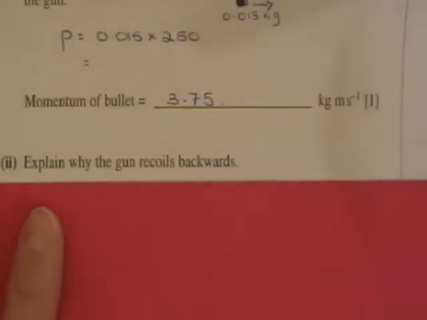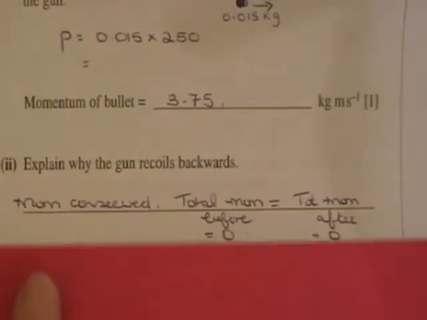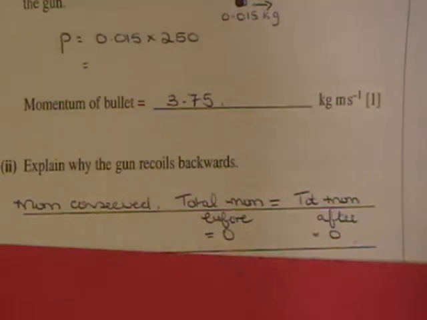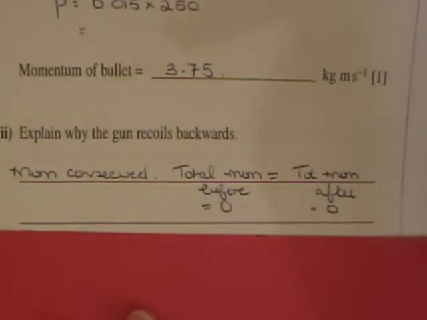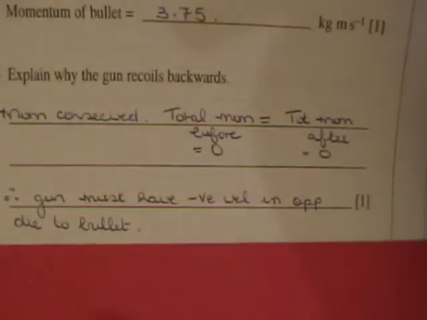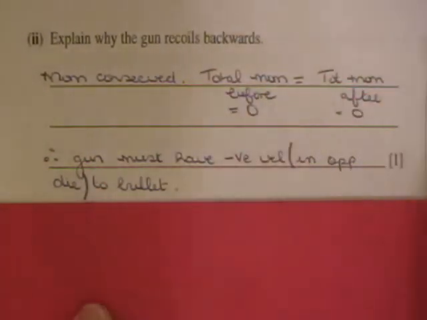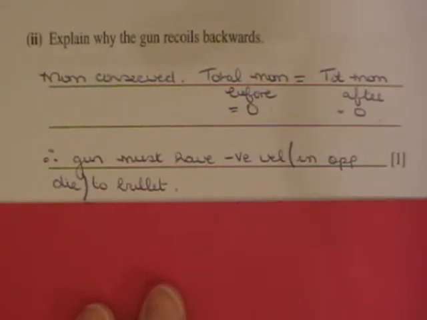Explain why the gun recoils backwards. So if momentum is conserved, the total momentum before the collision is 0, and so must the total momentum be afterwards, and therefore the gun must have a negative velocity, in other words in the opposite direction to the bullet, so that momentum is conserved.